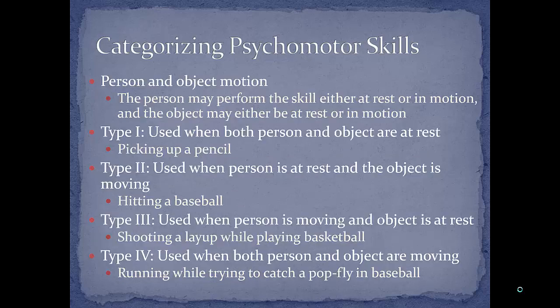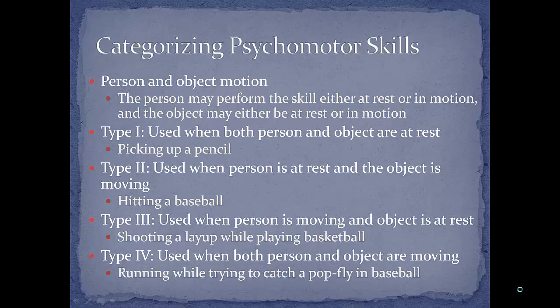which in this example would be the opposing team. Finally, we can categorize psychomotor skills by person and object motion. For this, the person may perform a skill either at rest or in motion, and the object may either be at rest or in motion. There are 4 different types that can be used to describe person and object motion. Type 1 is used when both person and object are at rest. Picking up a pencil would be an example of this. Type 2 is used when a person is at rest and the object is moving, such as hitting a baseball.